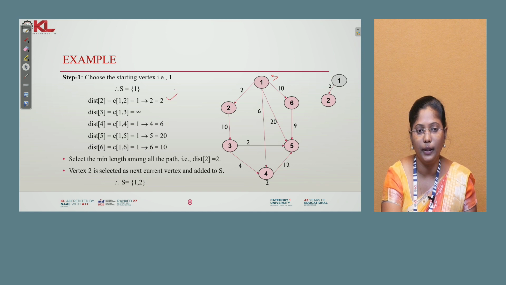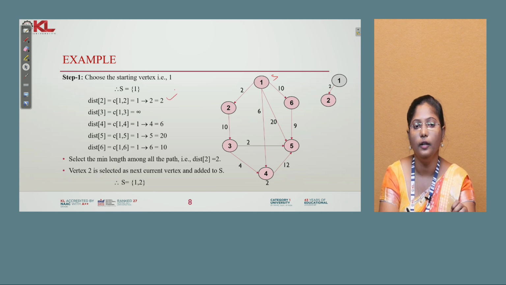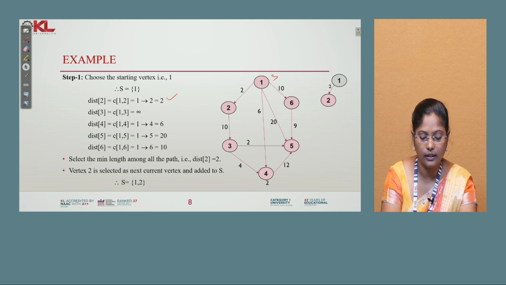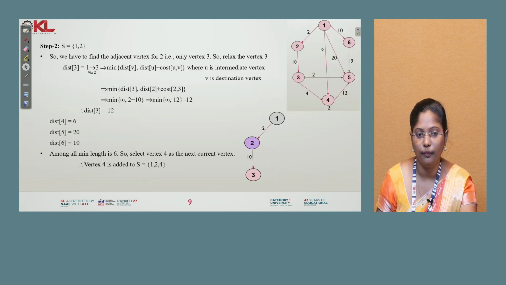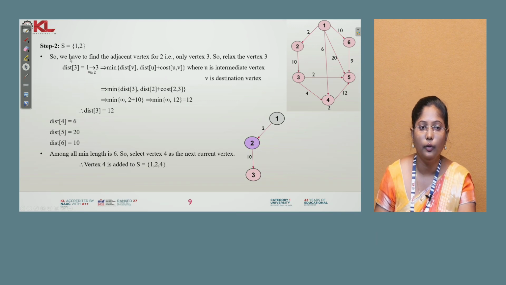So, the minimum one is 2, right. So, we have to add this second vertex into the set. So, I am adding it into the set. So, now my set is updated with 1, 2. Then in step 2 we have to find the adjacent vertex for 2.